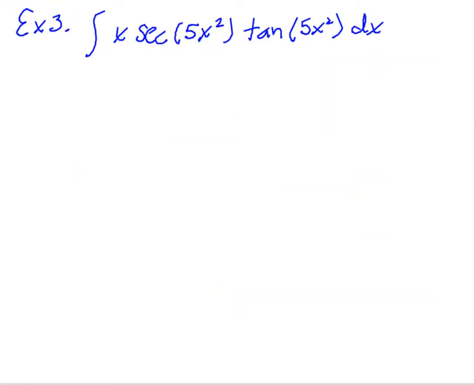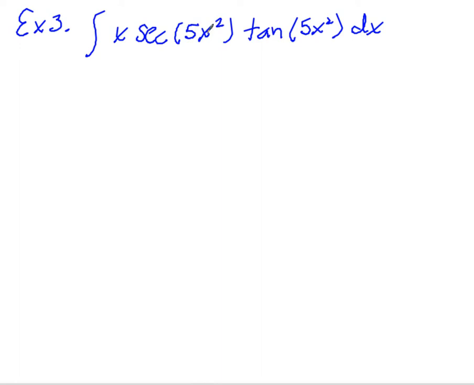Okay, third example, taking a look at how this works with trig functions. The problem I'm given is the integral of x secant of 5x squared tangent of 5x squared dx. The first thing you may notice is that secant tangent is a perfect trig derivative. Secant tangent is the derivative of secant. But this problem has a little bit extra in here. We've got an x in the front, and the argument isn't just plain old x.